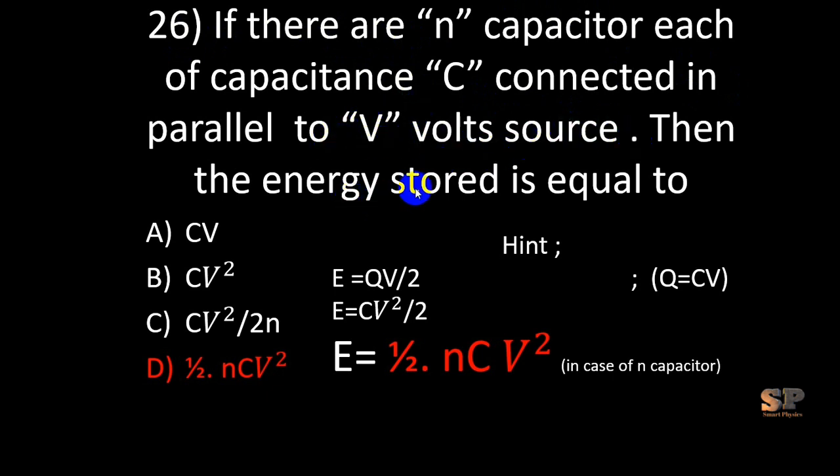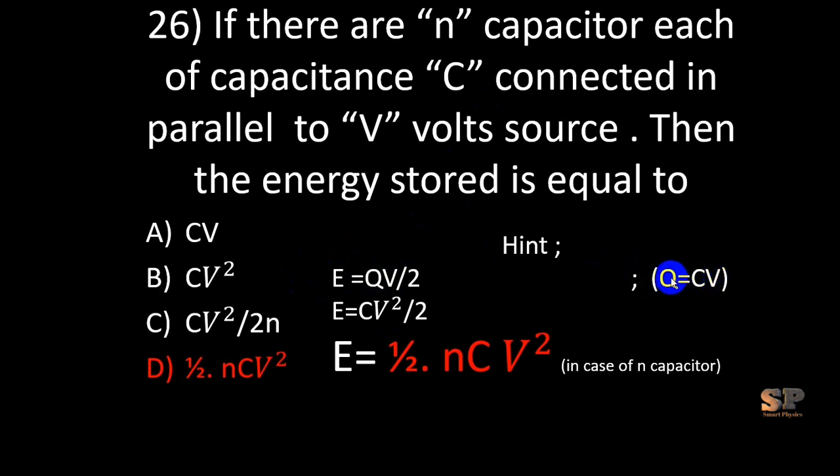then the energy stored is equal to CV square divided by 2n or 1 over 2 n CV square. डियर स्टूडेंट, हमें पता है कि एनर्जी स्टोर्ड एंड कैपेसिटर का फार्मूला है E इज इक्वल टू क्यू वी डिवाइडेड बाई 2, और हमें ये भी पता है कि चार्ज बराबर है कैपेसिटेंस मल्टीप्लाइड बाई वोल्टेज.